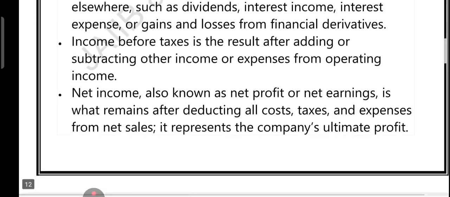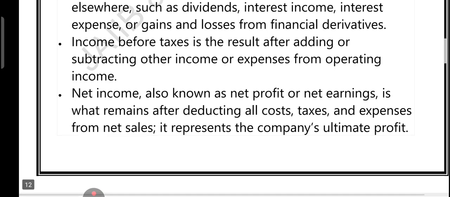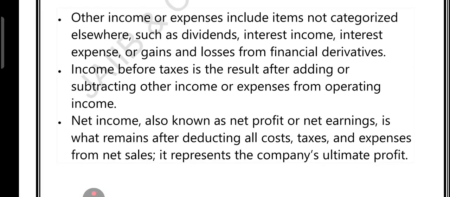Next, income before tax. How to find the income before tax? You take the operating income, you add other income, and you subtract any other expense. That will give you income before tax. You have not paid tax yet, whatever income you have. So operating income plus other income minus other expense gives you the PBT, right? Profit before tax, income before tax, PBT. This will give you PBT.